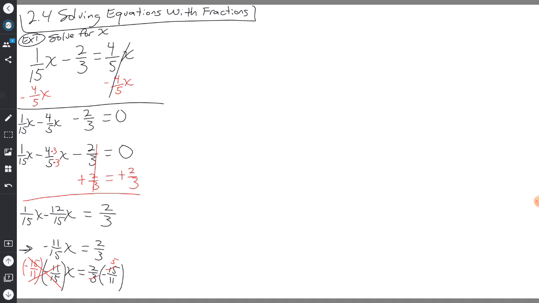All right, so now it looks like x is equal to negative 10 over 11. Because remember, this became 1, so 1 times 11. So x is equal to negative 10 over 11. And that is our solution.